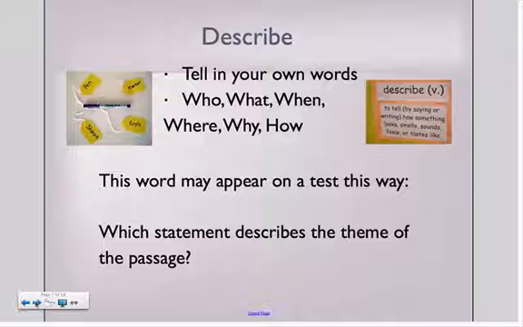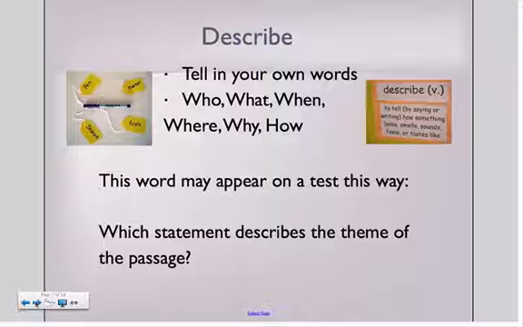Describe. Basically, it's saying to say something in your own words, but make sure you give all the details: the who, the what, the when, the where, the why, and the how. That's about describing. I also like the picture where it says, to tell by saying or writing how something looks, feels, sounds, tastes like.